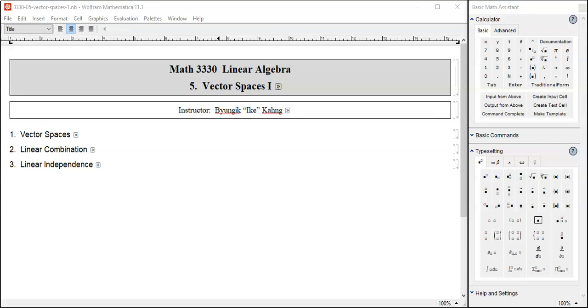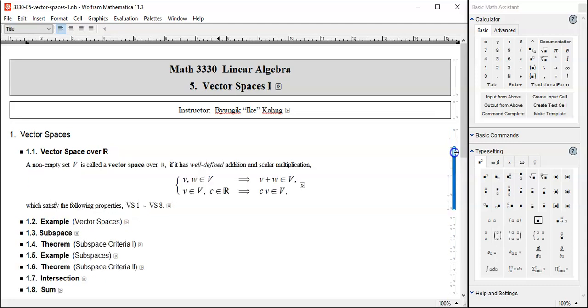Hello students, let us begin Module 5, Vector Spaces. What is a vector space? A vector space is a non-empty set with these two algebraic operations, addition and scalar multiplication. Here, a scalar means a real number.